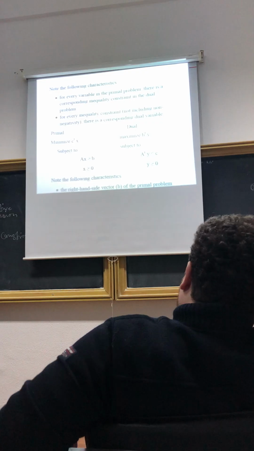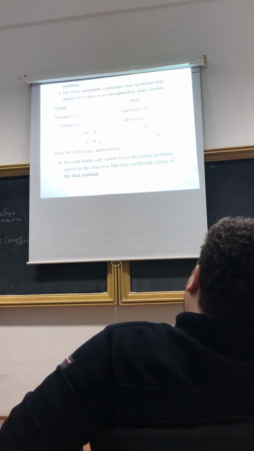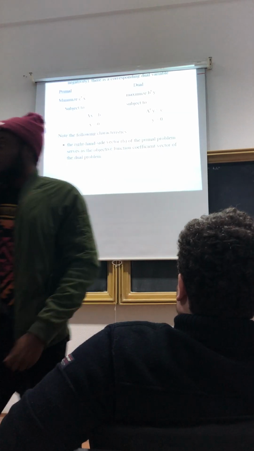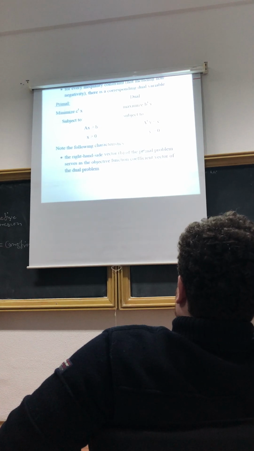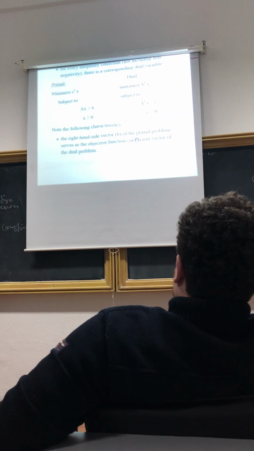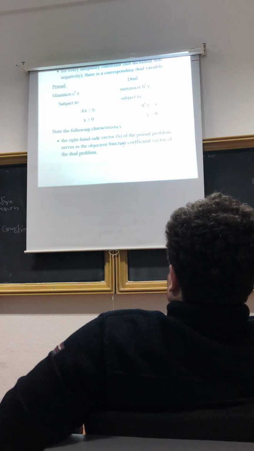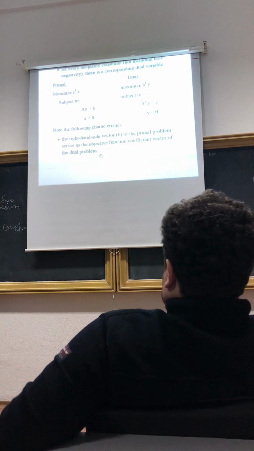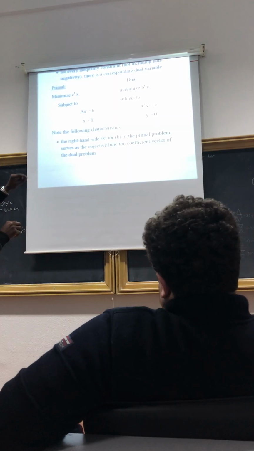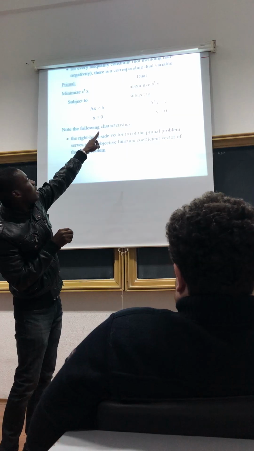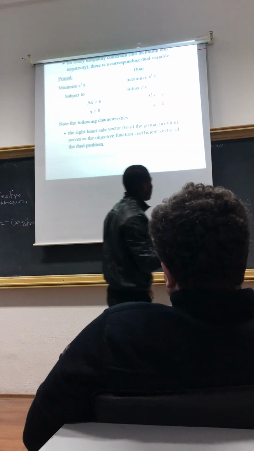Going further, we will see, to make it more clear, it says the right-hand side vector b of the primal problem serves as the objective function coefficient vector of the dual problem. Now, we have the vector b in the primal problem, but it is the objective function now in the maximized bTy.